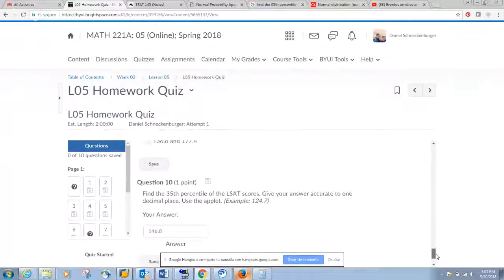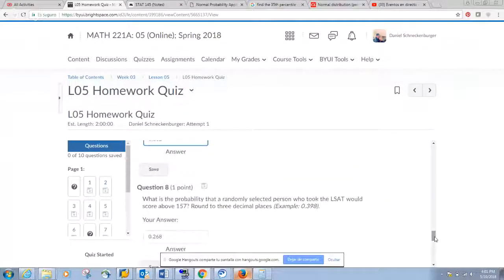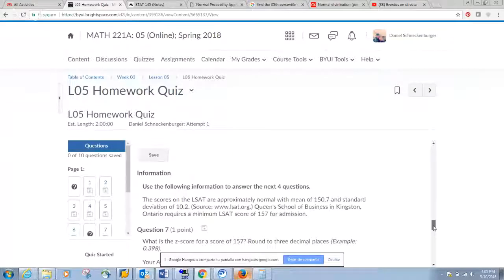Well, 146.8, is that half a standard deviation? Yes. Oh wait, standard deviation is the... I figured out the standard deviation, but I don't remember what I got. 0.4538.